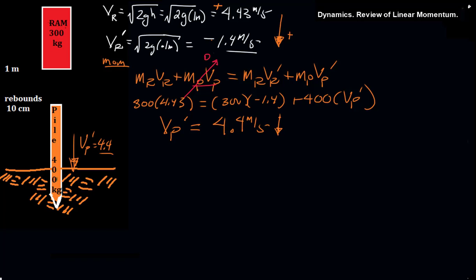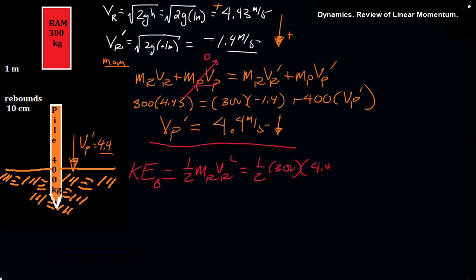Now we could check to see how the energy is doing, since we don't know whether this is elastic or plastic really. So the kinetic energy before will be 1/2 m_ram v_ram squared, which is 1/2 times 300 times 4.43 squared, which is 2944 joules. So that's what we have going into the event.